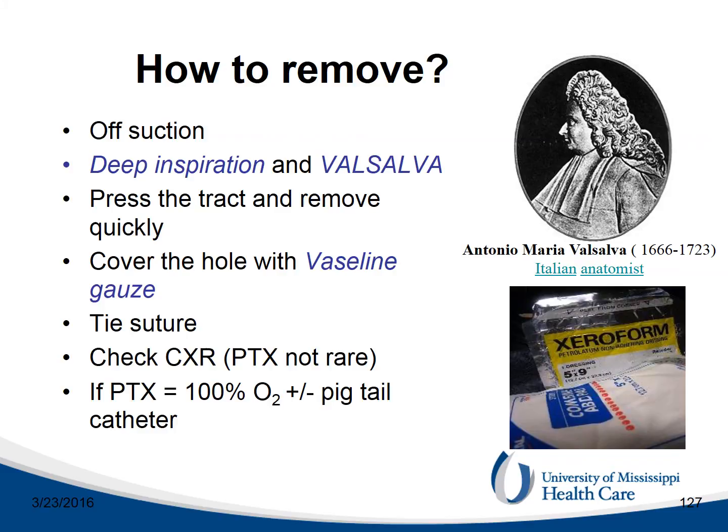The vertical mattress suture, previously placed in the middle of the incision at the time of insertion, is now tied and the hole covered with Vaseline gauze. If a small pneumothorax is visible on the post-pull chest X-ray, the patient is placed on 100% oxygen, but if the pneumothorax is moderate or large in size, a new pigtail catheter is placed under CT guidance.